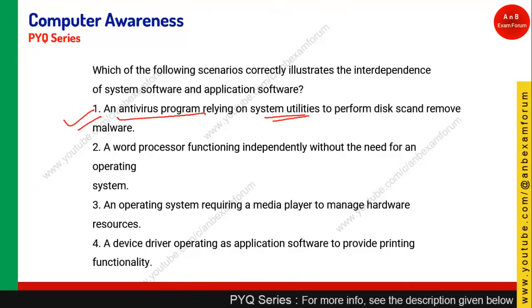Let's see the other options as well. A word processor functioning independently without the need of an operating system. It needs an operating system, so this is wrong. An operating system requiring a media player. Again, an operating system doesn't require a media player. A media player requires an operating system, so this is wrong. A device driver operating as an application software to provide printing functionality. No, this is again not interdependent. So option 1 is the right answer.